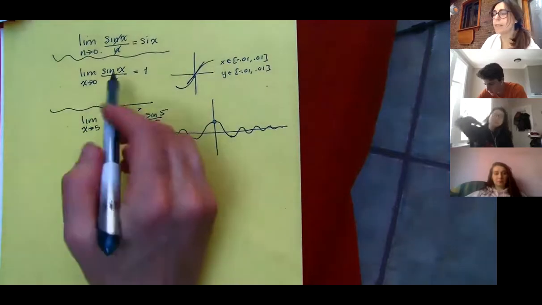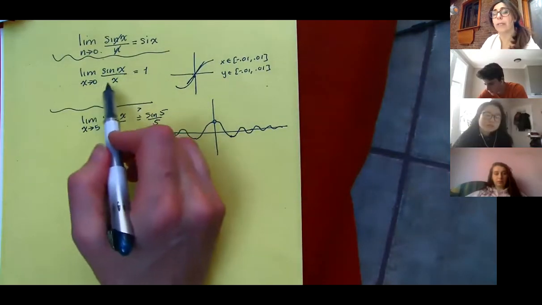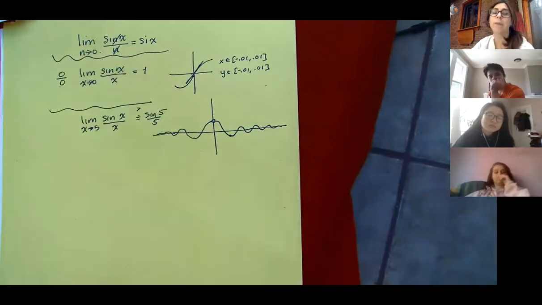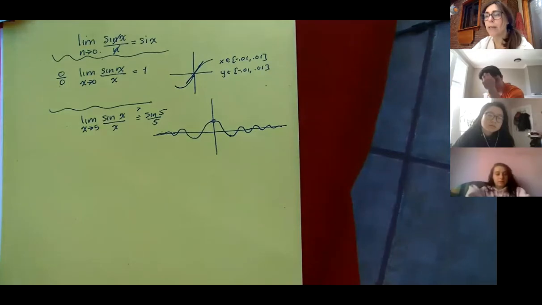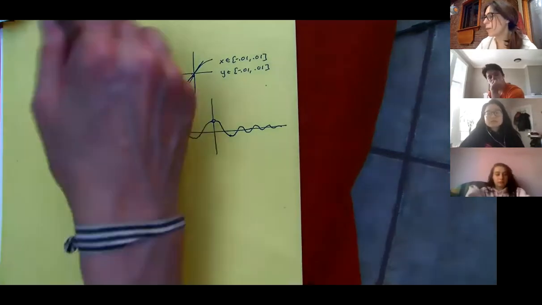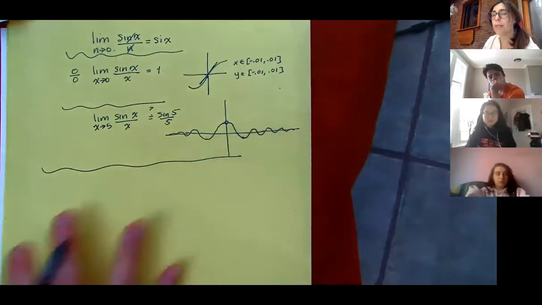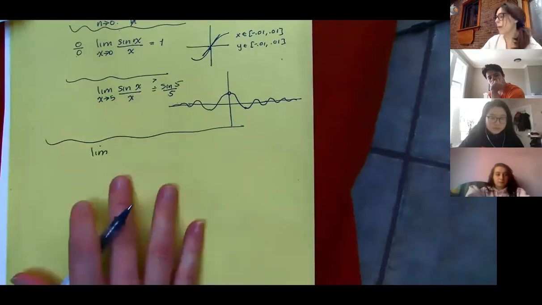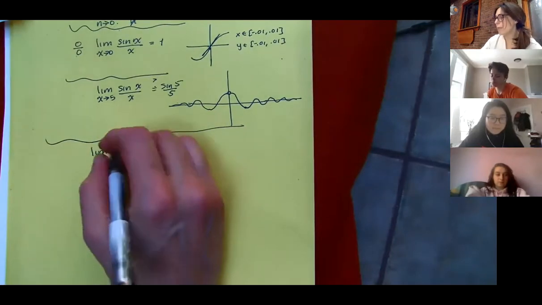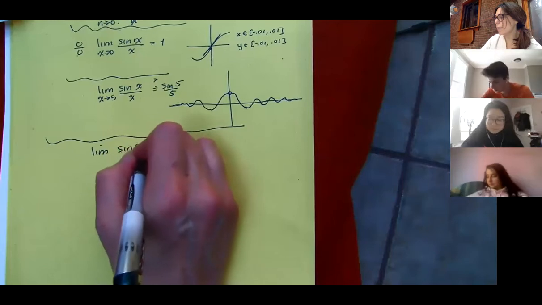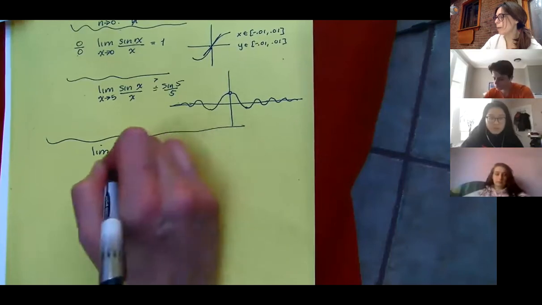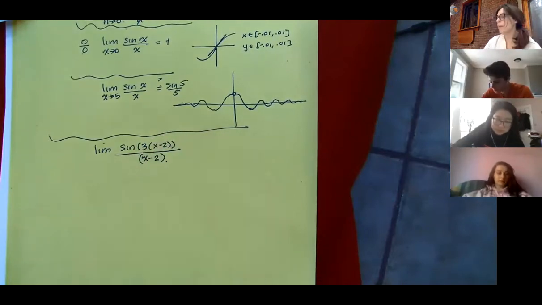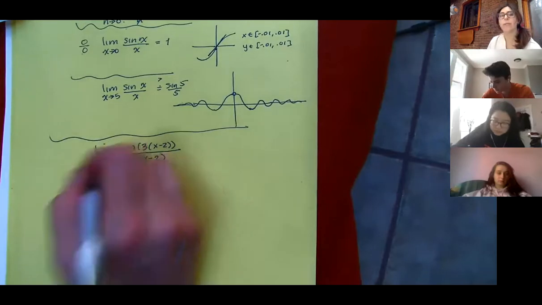So be careful because this limit's only equal to 1 as x approaches 0. And if I tried plugging in 0 in that, I would get an indeterminate form, right? So the way you get out of that indeterminate form is to use the squeeze theorem and show that that's 1. But let's now assume that we know it's equal to 1. Here's an example of using that. So suppose I have the limit of sine of 3 times x minus 2, all over x minus 2, and I want to figure out what this limit is as x approaches 2.